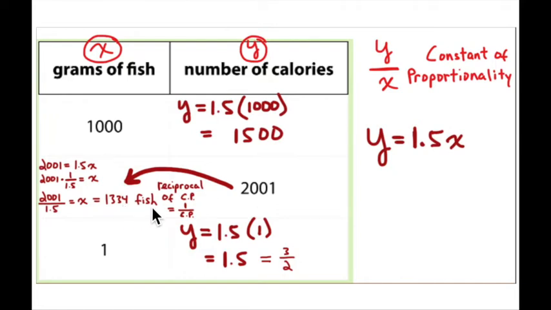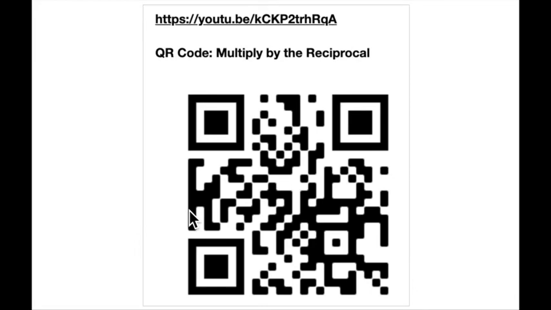1,334 grams of fish. So remember that the reciprocal of the constant of proportionality is 1 over the constant of proportionality. So to go the opposite direction, you multiply by that reciprocal. That's hard to understand. You have to work through a number of examples to really start to understand it and be able to easily use that idea.